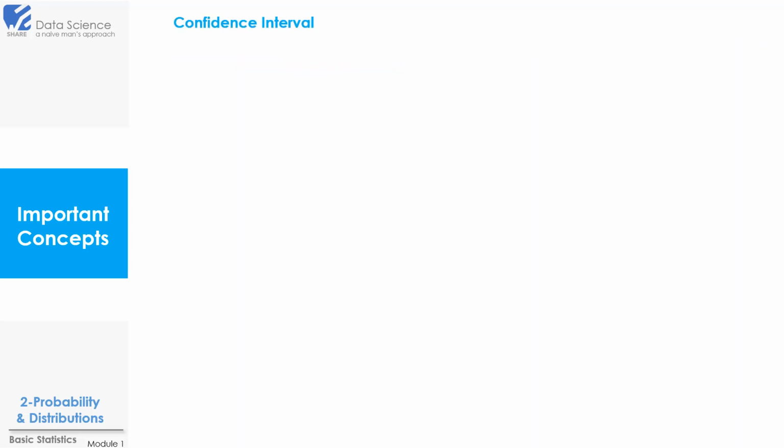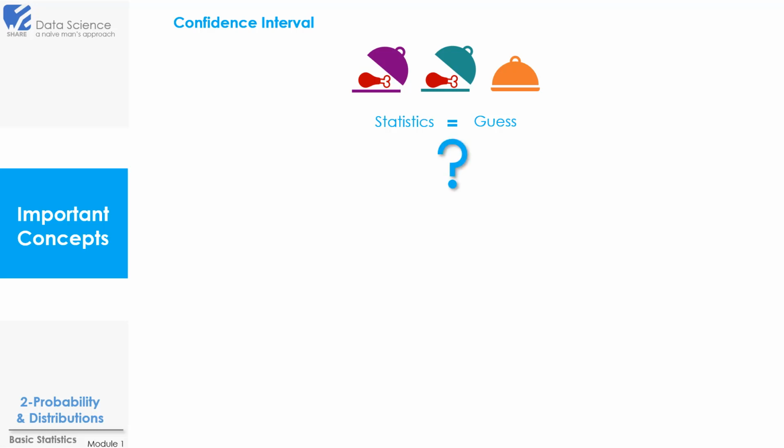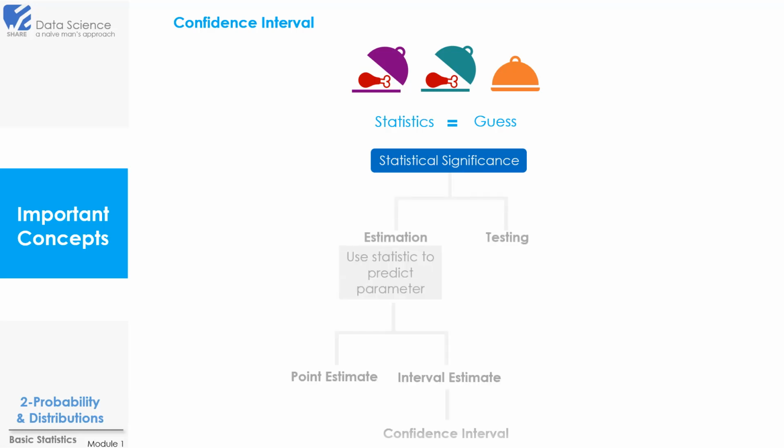The next concept is confidence interval. Now we know that statistics is not an exact science. It's a guesswork. Now by guess, I don't mean it's a mere hunch, but it is a guess based on powerful calculations. So if it is a guess, we would want to know how good our guess is. Now how do we do it? We do it by calculating something called statistical significance. Statistical significance is of two types, estimation and testing.